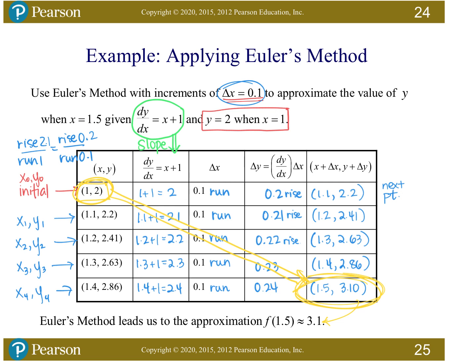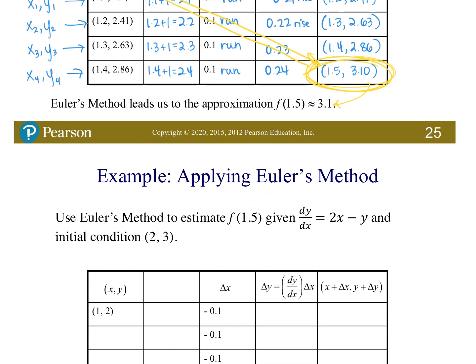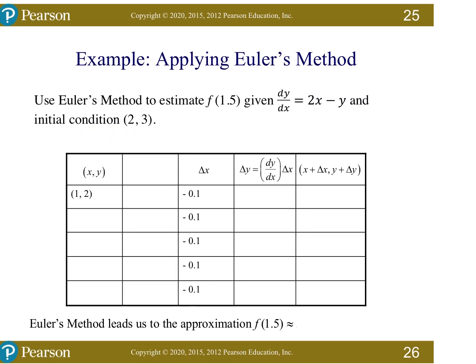All right, that was your first try at it. Let's just try another one. Okay, we're starting at the initial condition 2, 3. And so I apologize on your notes. You'll need to fix this to be 2, 3. I'm trying to estimate the function value at 1.5. So I want to end up down here at 1.5 and figure out.